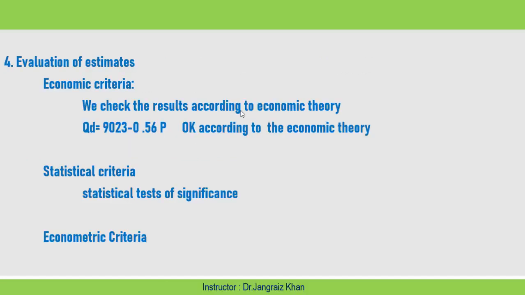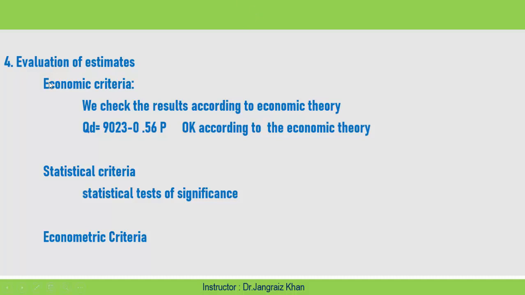The last step in the methodology of econometric research is the evaluation of estimates. Dear students, we use three different types of criteria for this purpose: the economic criteria, the statistical criteria, and the econometric criteria. In the economic criteria, we check the results according to the economic theory. First of all, when you get the estimation result, we check it according to the economic theory.